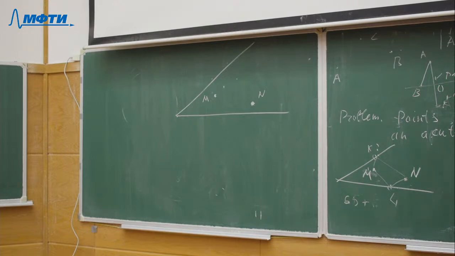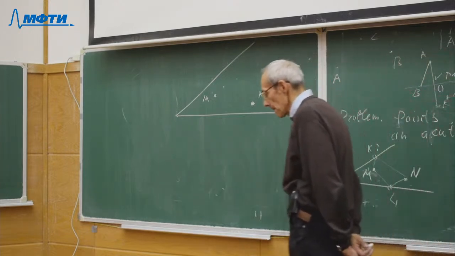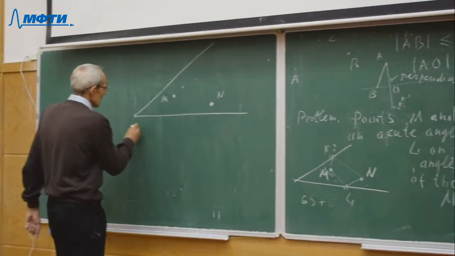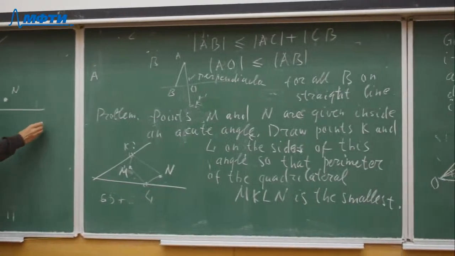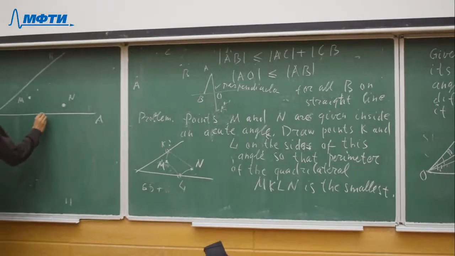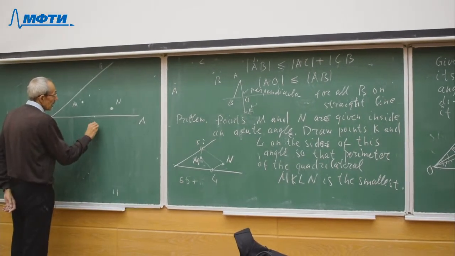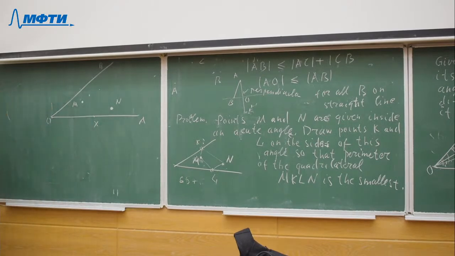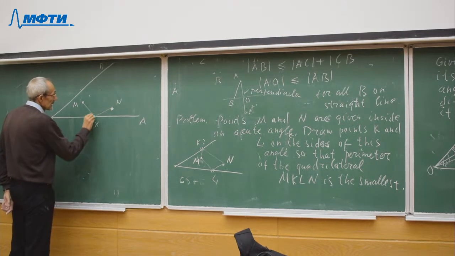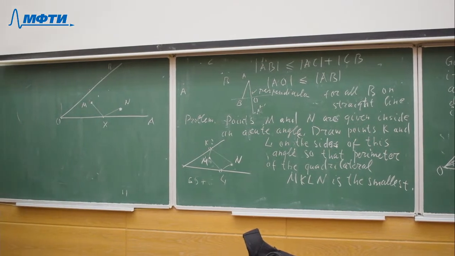Maybe we'll try to answer the first question. Where is the position of point X on the line OA such that the sum of distances MX and NX is minimal?